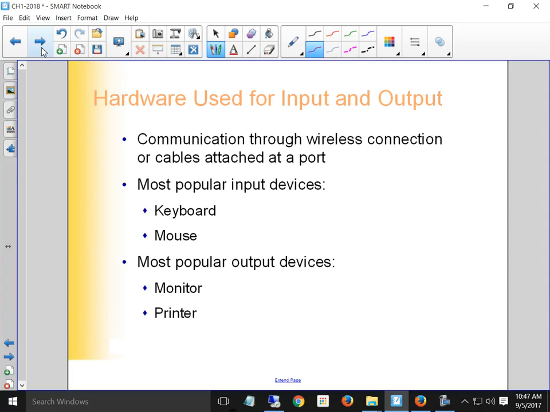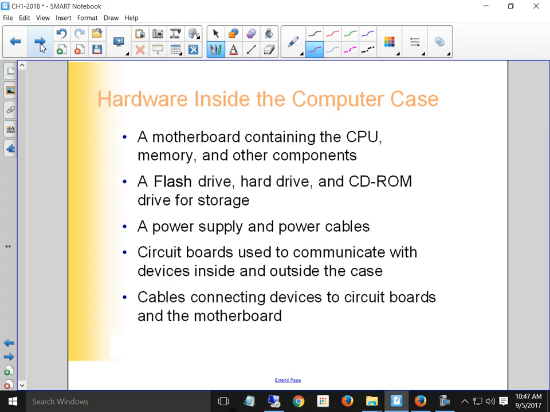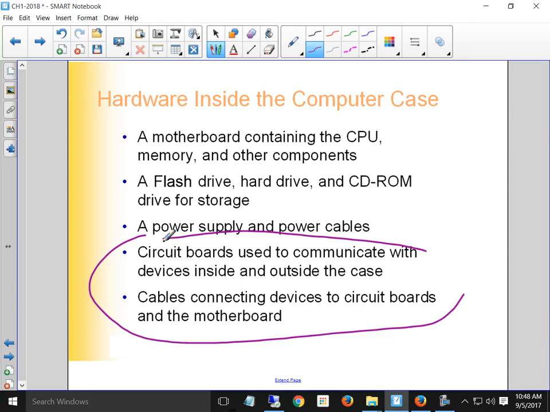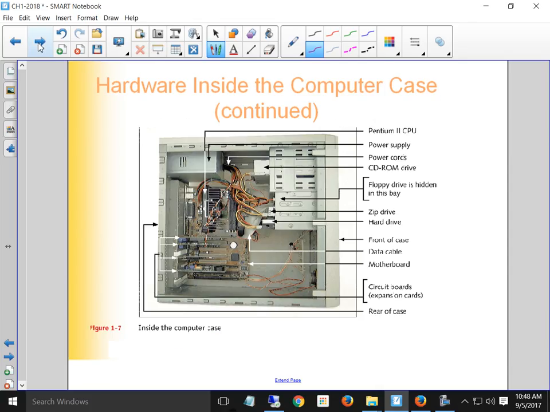Again, I already said this: input, keyboard, mouse; output, monitor, and printer. Inside, the motherboard is the primary circuit. It houses the CPU, the memory, and the other components all connect to it. I already said this as well. We've got a flash drive, hard drive, CD-ROMs that are for our storage. We've got a power supply in there as well. And everything else connects through cables or other boards to those things as well.